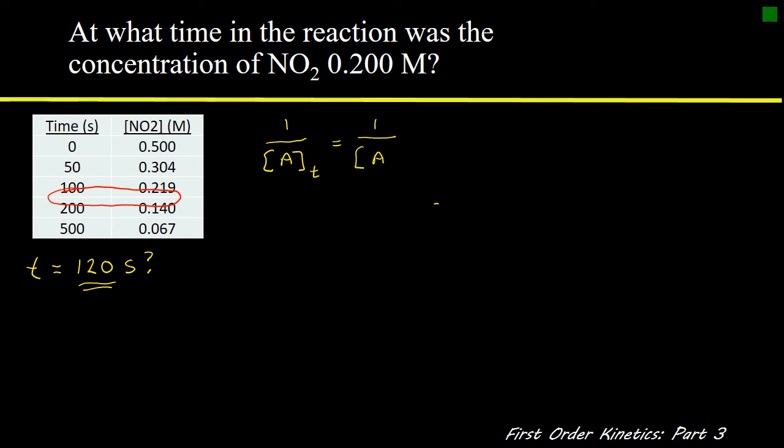A is our generic symbol for a reactant, so we can do that. All right. Now, since we want to solve for T, let's try to get T by itself. So we can subtract the reciprocal of the initial concentration from both sides. If we subtract 1 over A0 from both sides, we get negative 1 over A0 on the left, and then we remove it from the right.